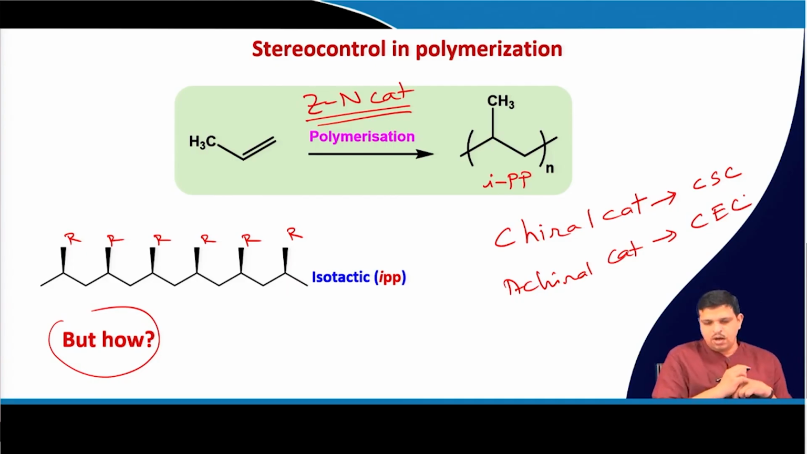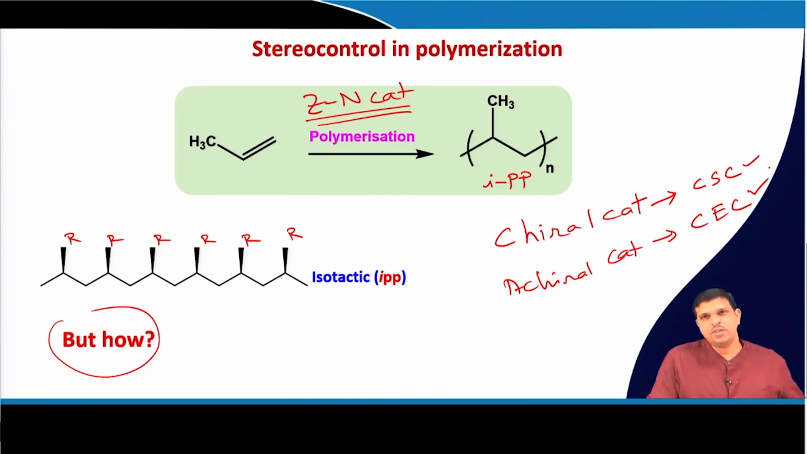Now what do you suggest, whether this polymerization uses catalyst site control or chain end control? That is a very interesting question. How will we answer whether it is CSC or CEC? Okay, let's see. What is the actual real pathway?